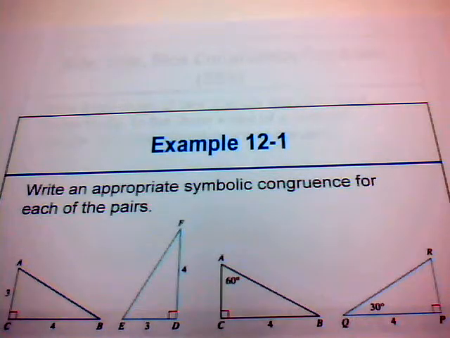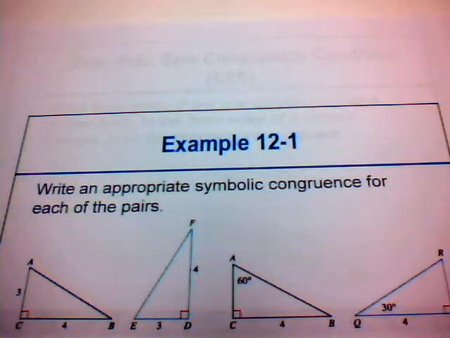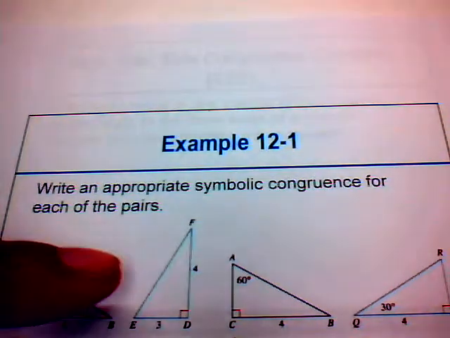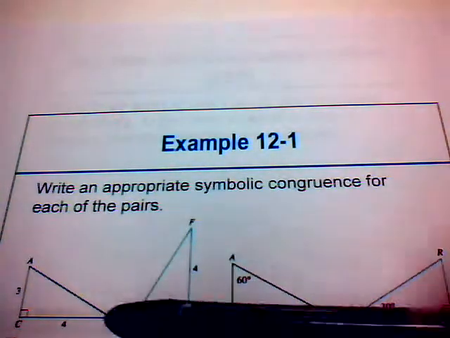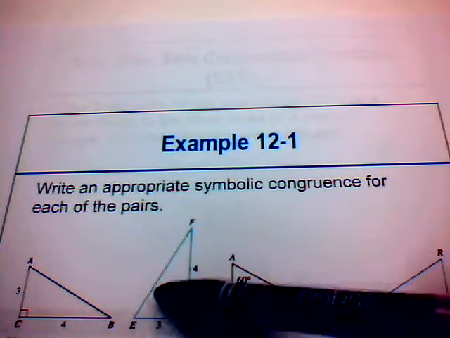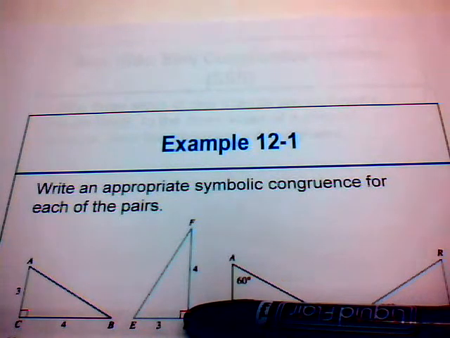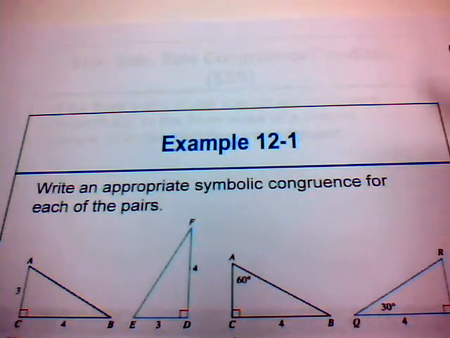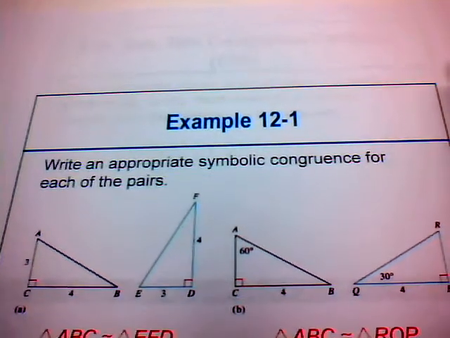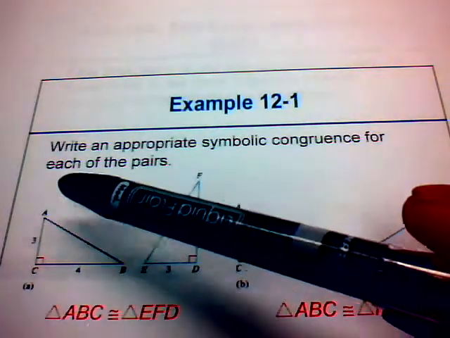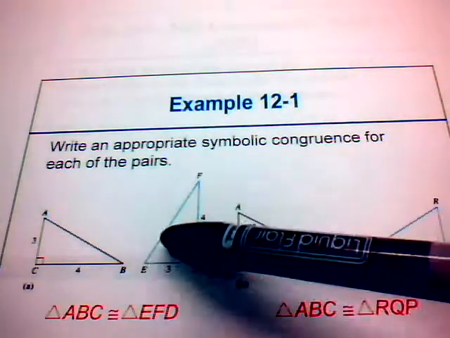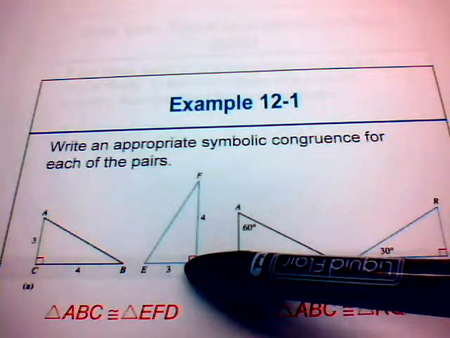Okay, here we want to write an appropriate symbolic congruence for each of the pairs. Let's look at this pair of triangles here on the left-hand side. We've got triangle ABC and triangle EFD. One way that we can write it is this: triangle ABC, as I mentioned, is congruent to triangle EFD.